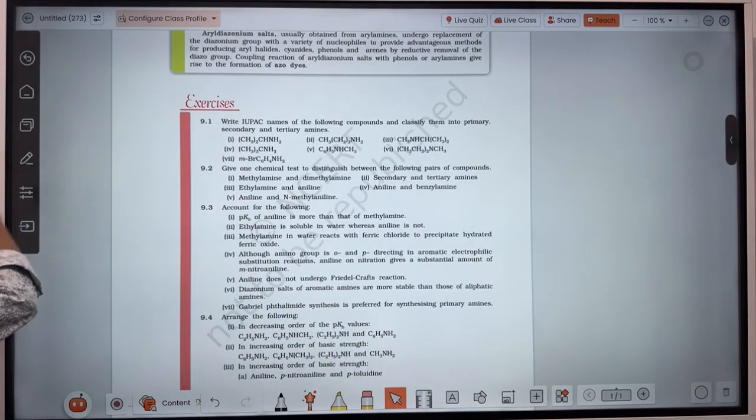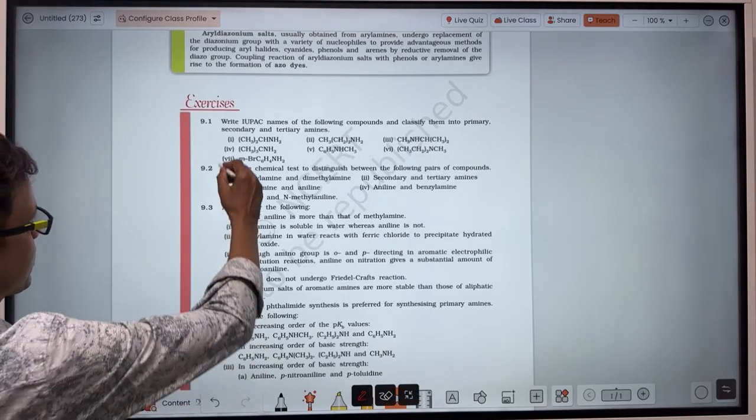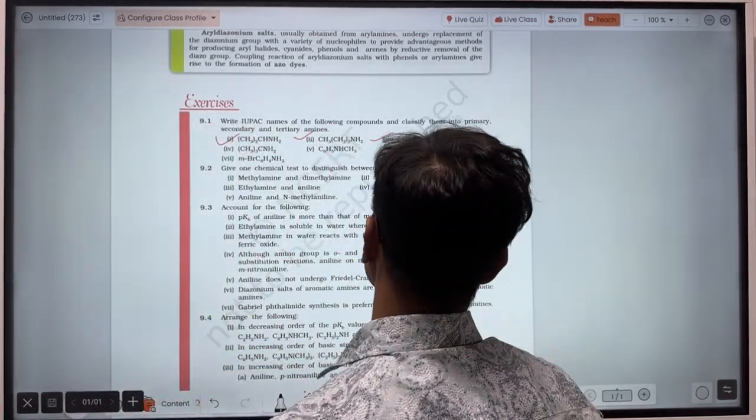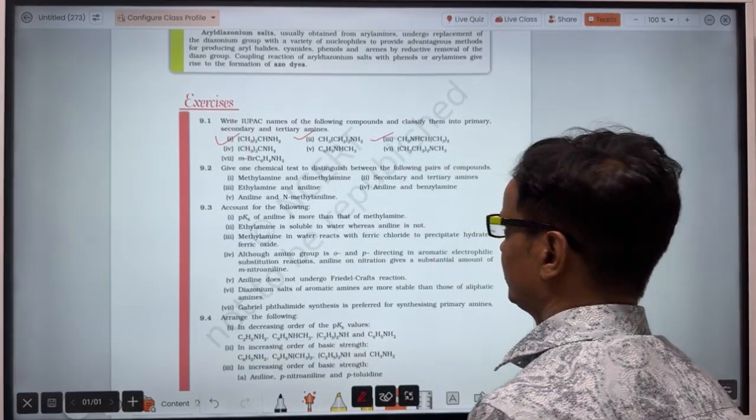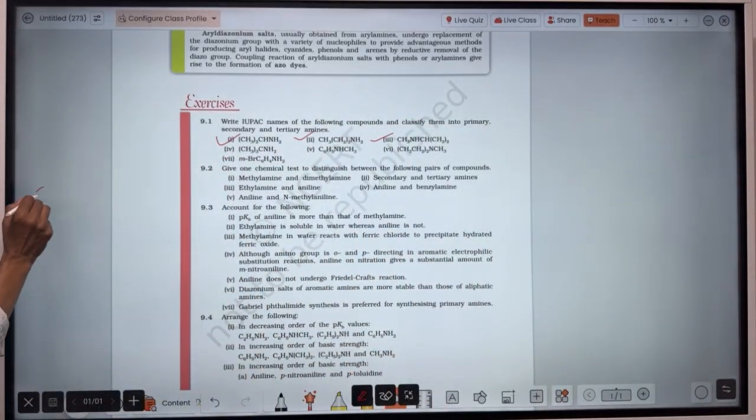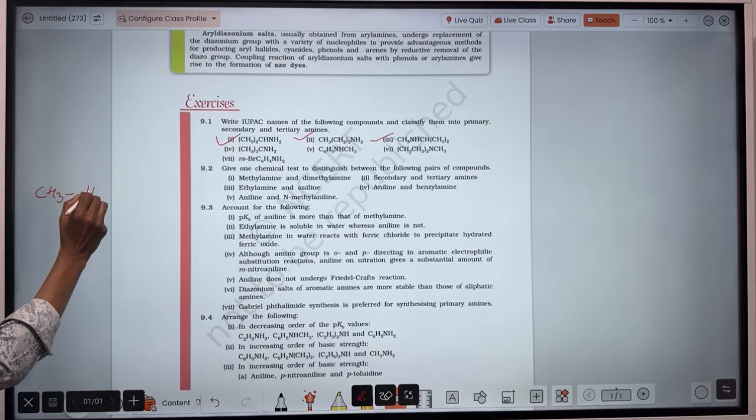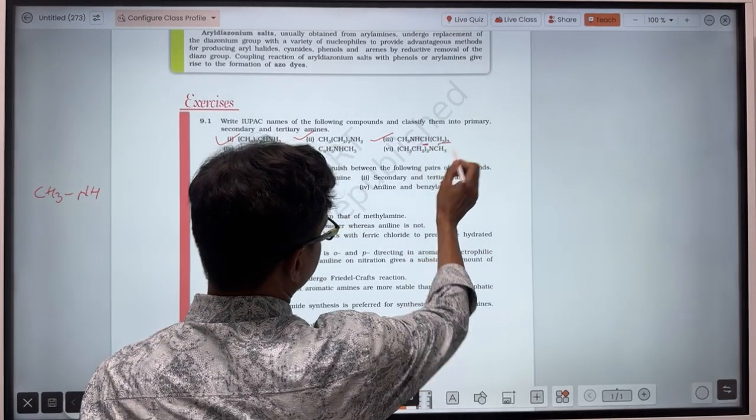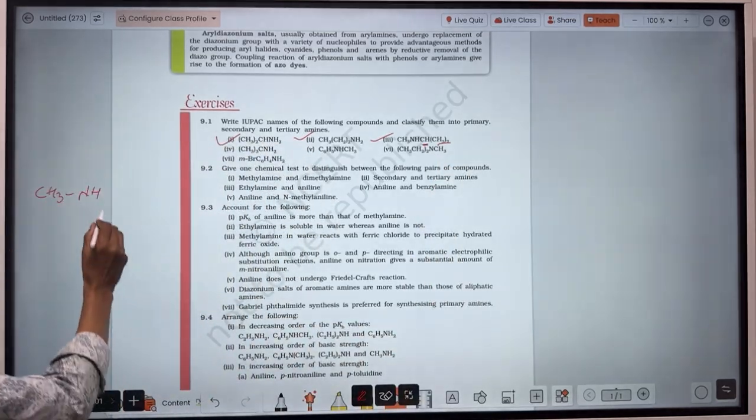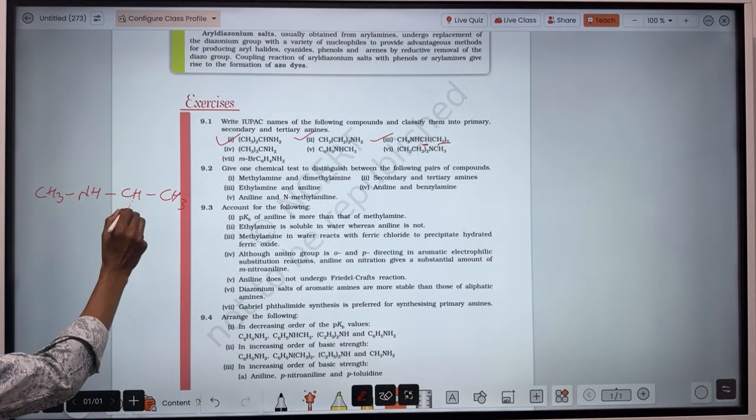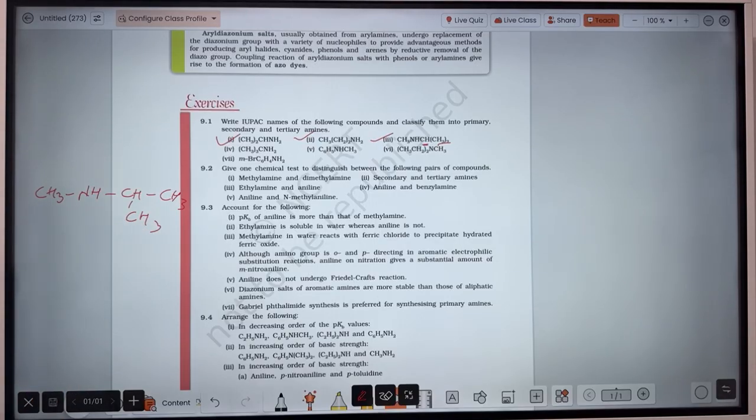This nomenclature is very easy. This one is easy. Okay, but about the third, I am solving here. Guys, here it is CH and that is CH3 twice. So to this nitrogen there is CH, and to this CH there are 2 CH3.